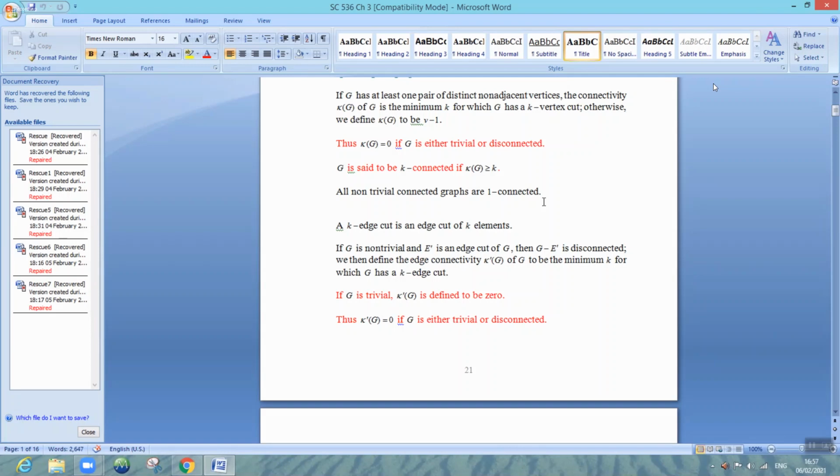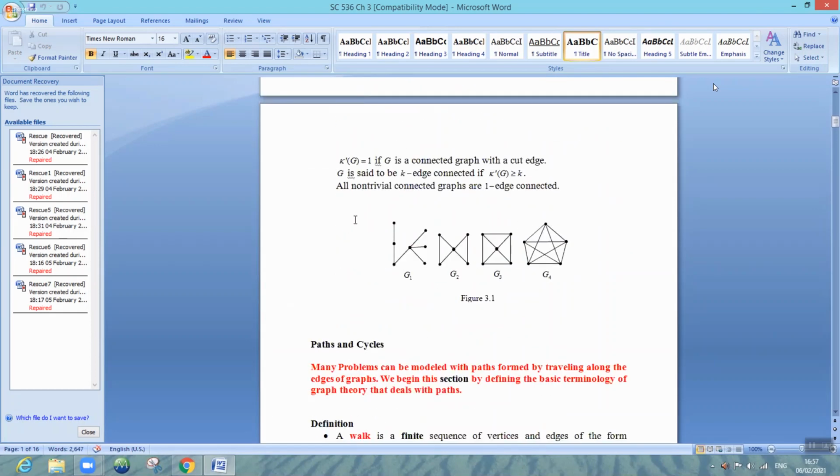A k edge cut is a cut where you have to remove k edges to disconnect the graph. Now we are looking at edges. If G is non-trivial and E dash is a cut of G, then G minus E dash is connected. If you take this graph, to disconnect, you have to remove one edge. Any edge, the cut edge.